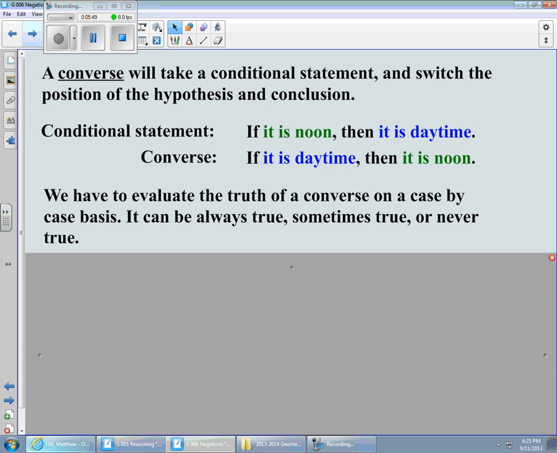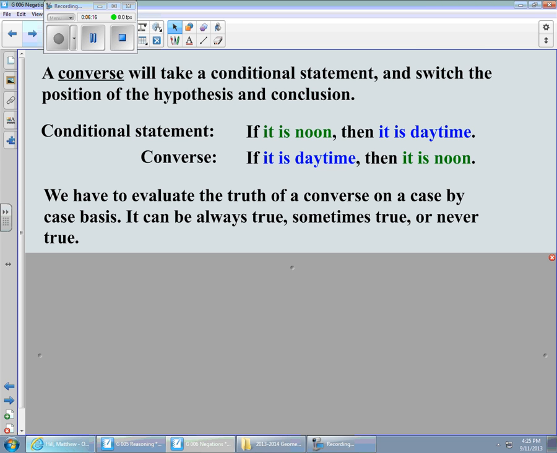So right now, to me, it is daytime. So the hypothesis is true. Okay. The conclusion states it is noon. Well, no, it's not. It is 4:25 for me right now, so it is clearly not noon. However, is there a time of day where, yes, it is daytime and yes, it is noon? Clearly, that time does exist.